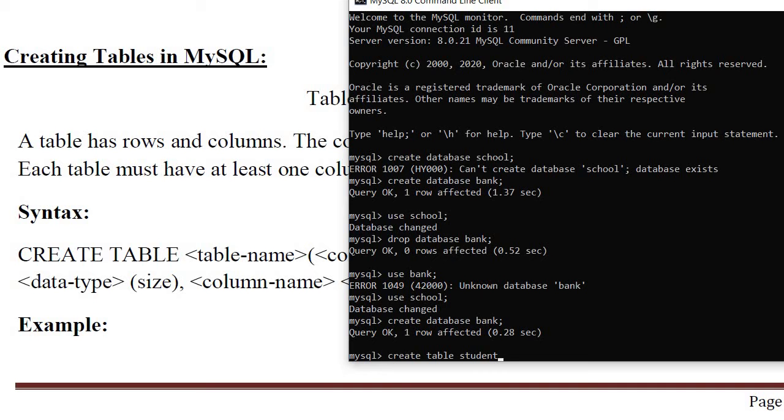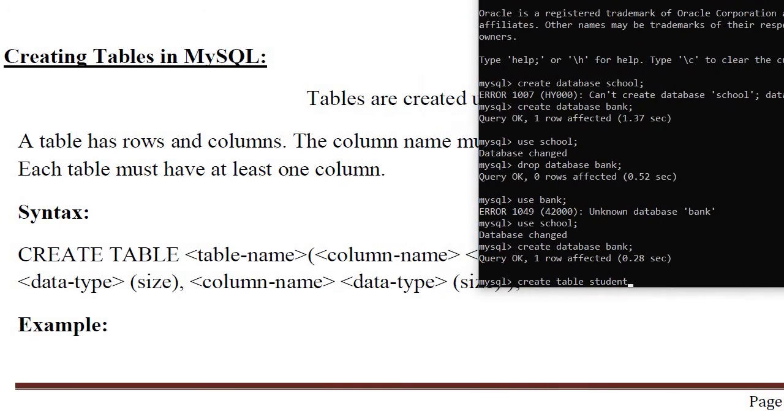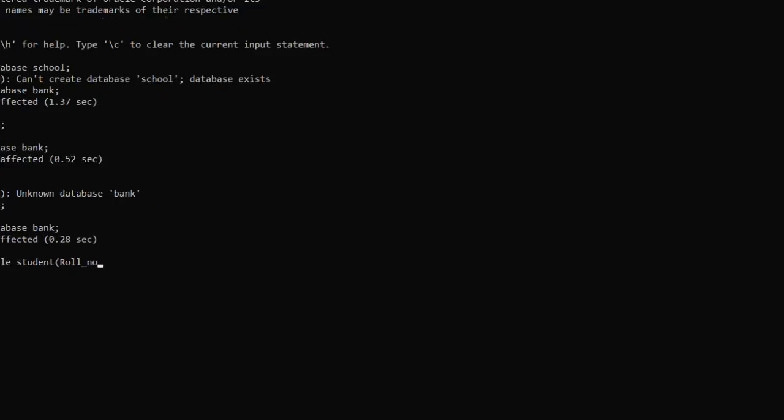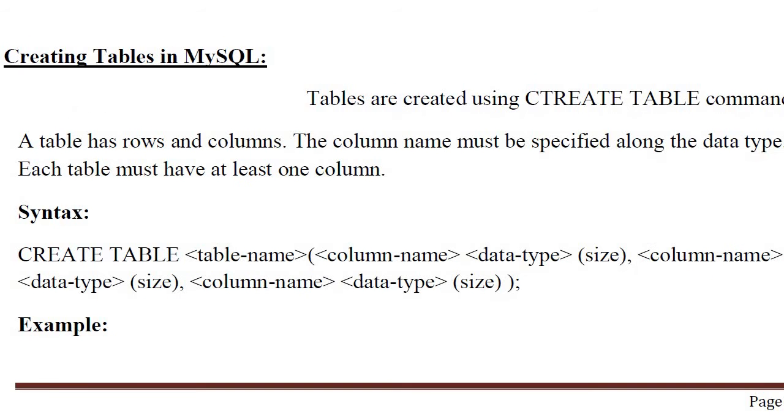Now what you have to mention here: after that you need a column name. What is the name of your column? Here I am writing the column name first. My column name is roll number, so I will write down roll number. After that, you need to mention the data type. So column name, data type and size, these three things are mandatory if you are creating a table for any column.